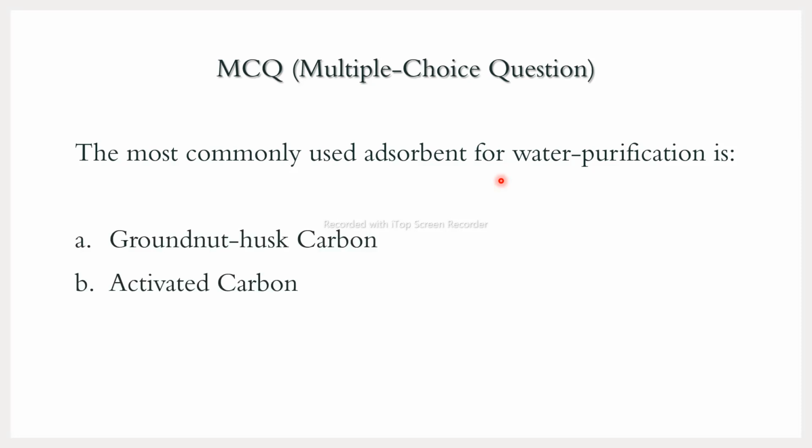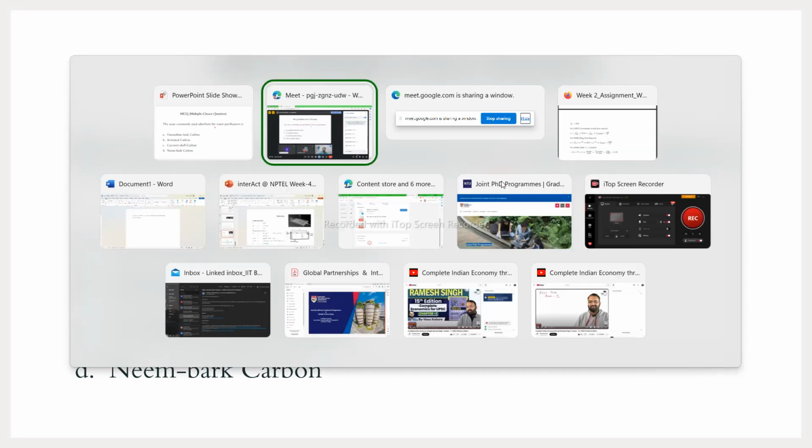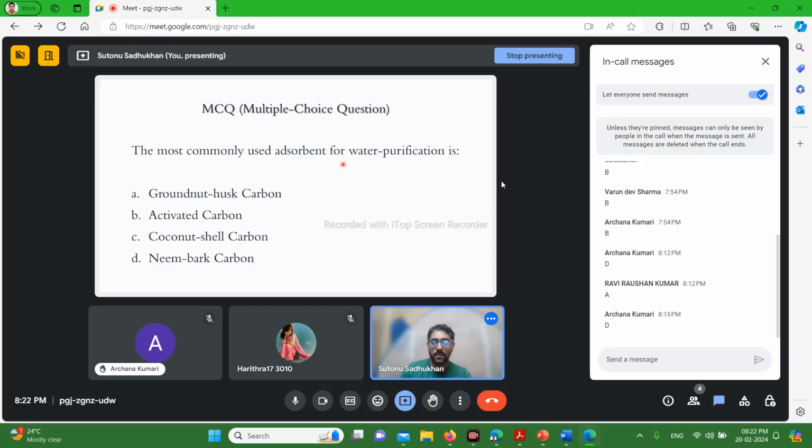So now our next MCQ is: the most commonly used adsorbent for water purification is option A, groundnut husk carbon, option B, activated carbon, option C, coconut shell carbon, and option D, neem bark carbon. Please answer the question and type in the chat box.